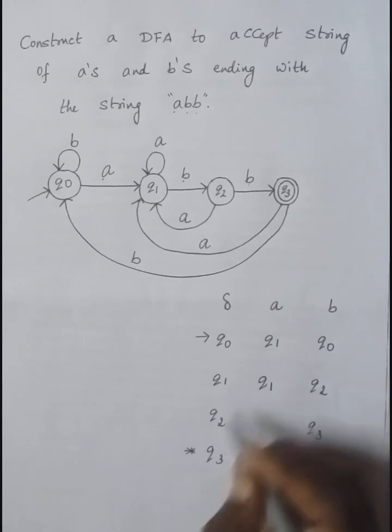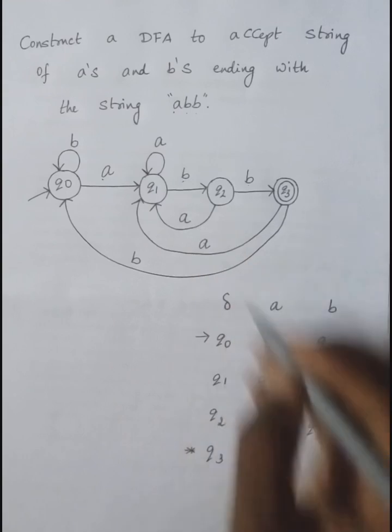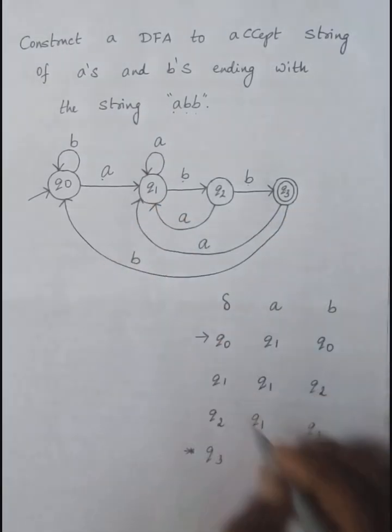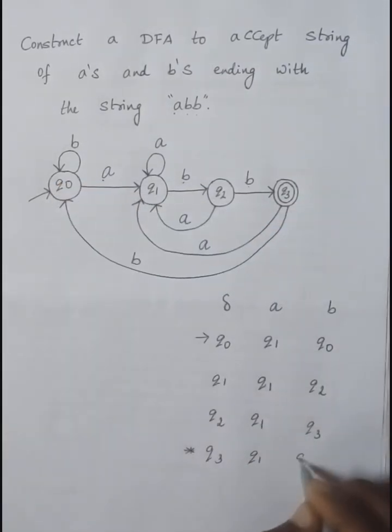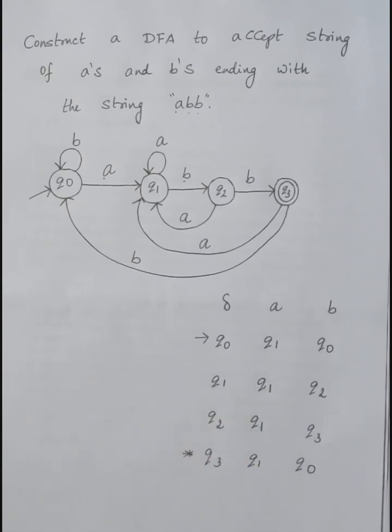Okay, so now we fill out the remaining part of the table. So Q2 on A goes to Q1, Q3 on A goes to Q1, Q3 on B goes to Q0 state. So we filled our transition table and all our conditions are satisfied. Then this is the DFA to accept the string ending with ABB. Thank you for watching.